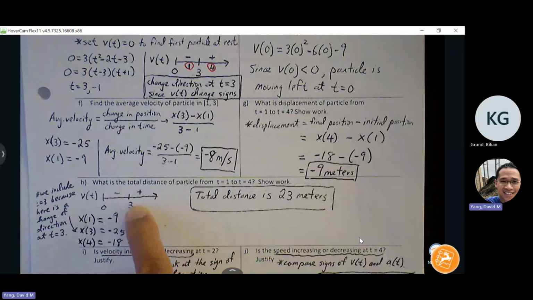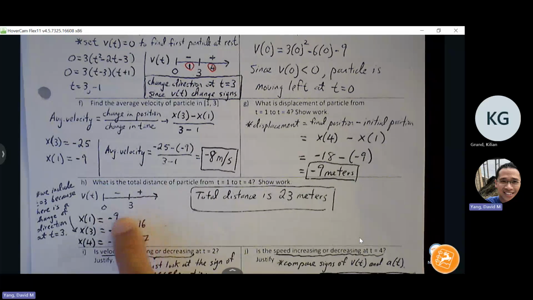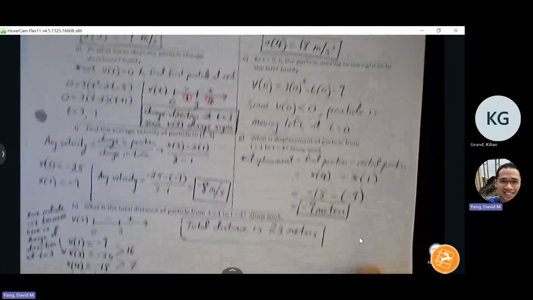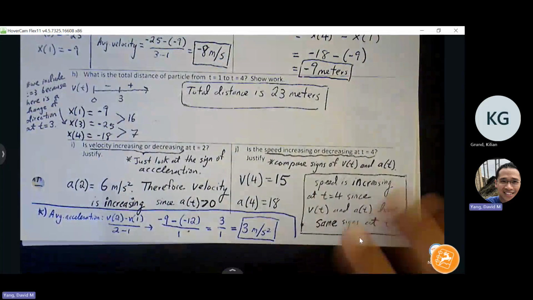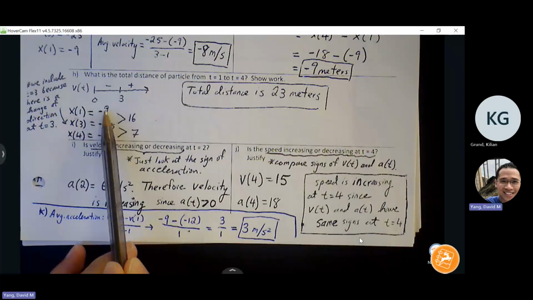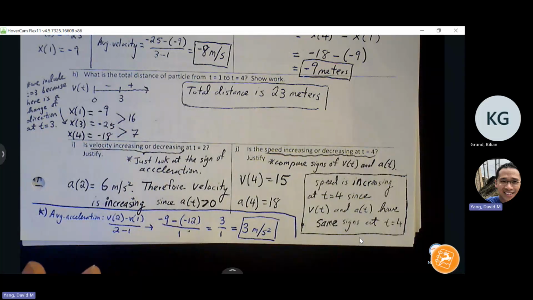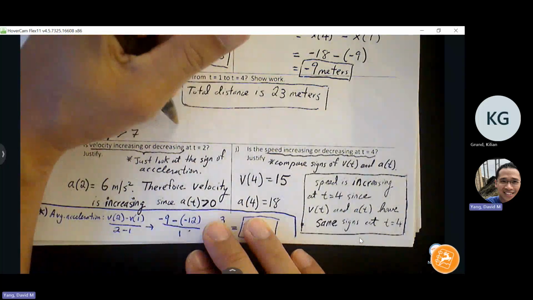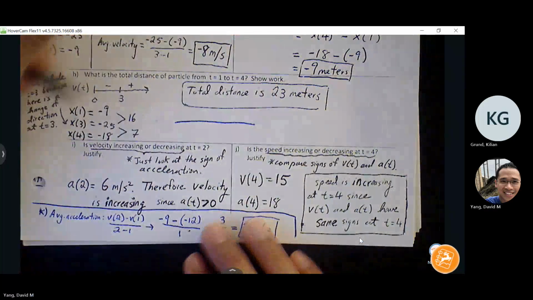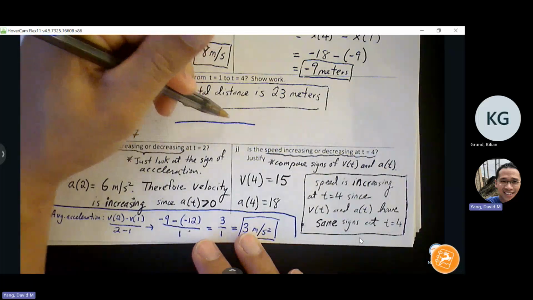So I need to also identify where he's located at 3 seconds. So that means I'm going to find his position at 1 second, position at 3 seconds, position at 4 seconds. Okay. And imagine yourself walking from this point to this point to this point, and you're just walking along these points on the number line. So for instance, let's say I start off at -9.